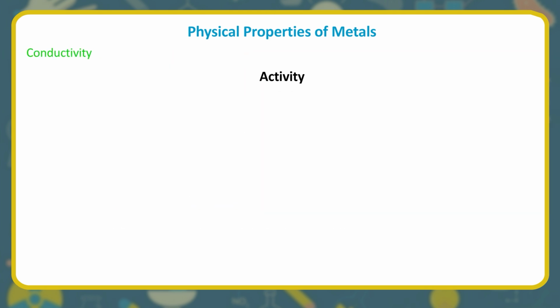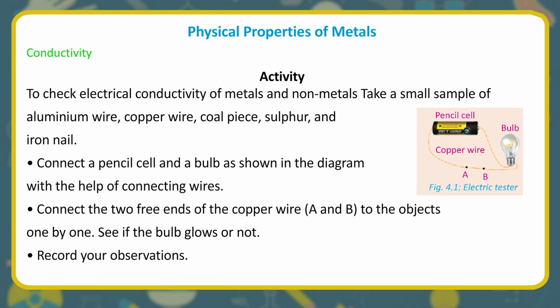Conductivity. Activity. To check electrical conductivity of metals and non-metals, take a small sample of aluminium wire, copper wire, coal piece, sulfur, and iron nail. Connect a pencil cell and a bulb as shown in the diagram with the help of connecting wires. Connect the two free ends of the copper wire, A and B, to the objects one by one. See if the bulb glows or not.